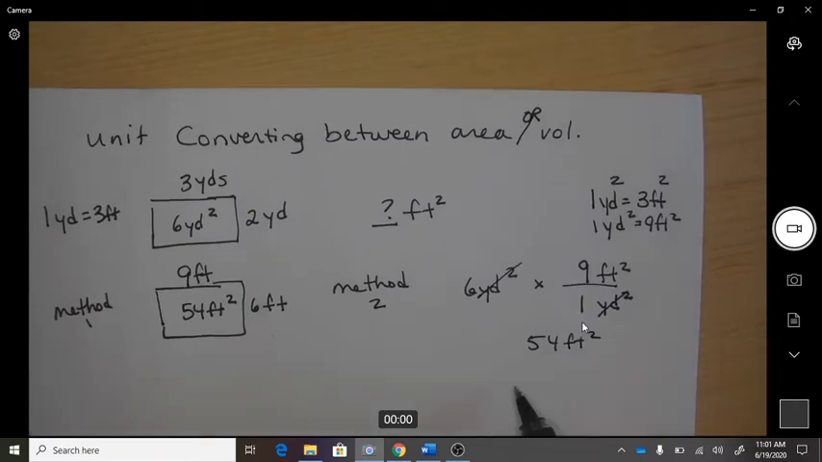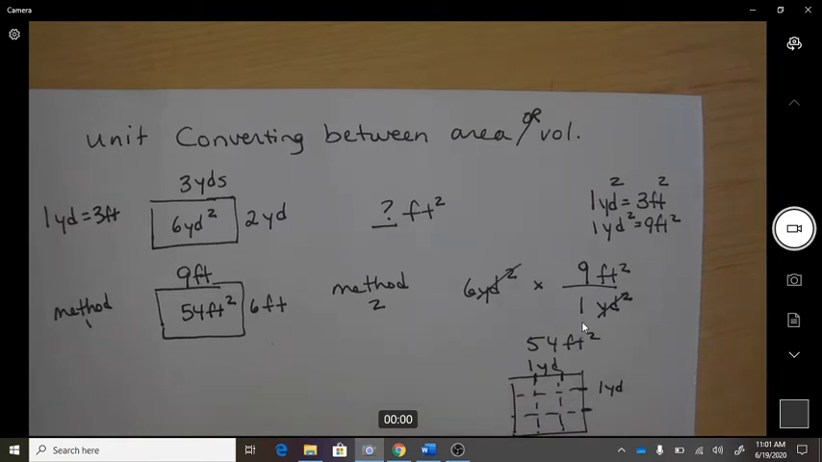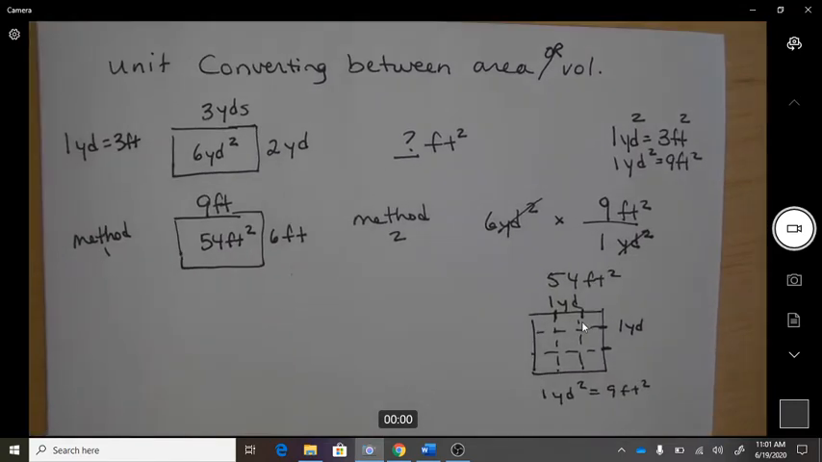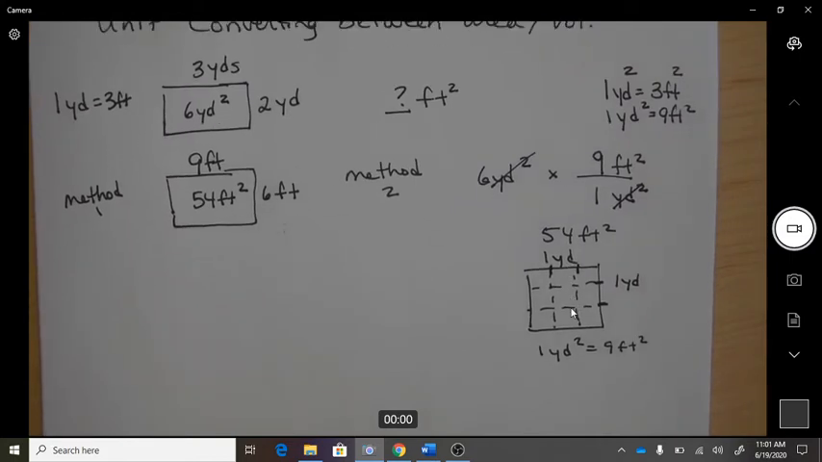Okay, so if you don't understand it visually, here's a yard squared, and if it's 3 feet each, and you think about the area, right? 1 yard squared is going to have 9 square feet in it.